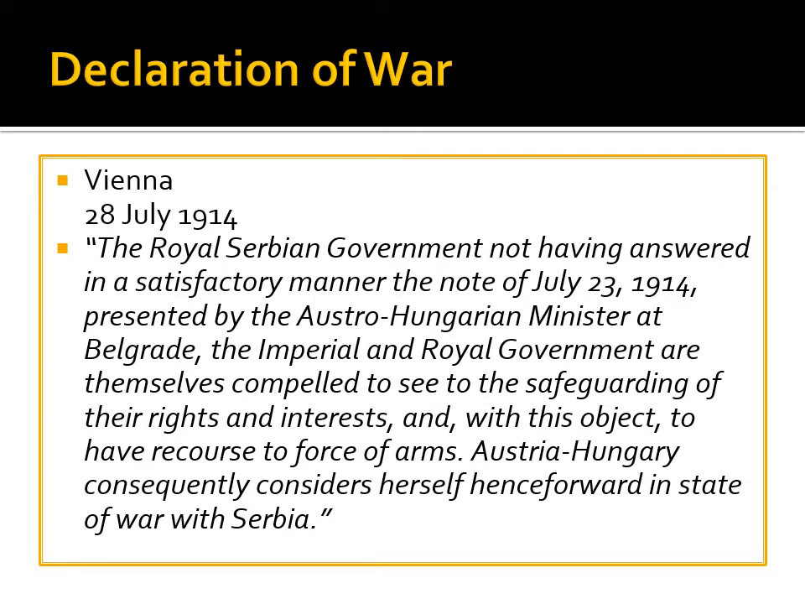Declaration of War. Vienna, Austria, July 28, 1914. The Austrian government sent a telegram declaring war to the Serbian government. It states the following: "The Royal Serbian government, not having answered in a satisfactory manner the note of July 23, 1914, presented by the Austro-Hungarian minister at Belgrade, the imperial and royal government are themselves compelled to see to the safeguarding of their rights and interests, and with this object to have recourse to force of arms. Austria-Hungary consequently considers herself henceforth in a state of war with Serbia." And World War I began.